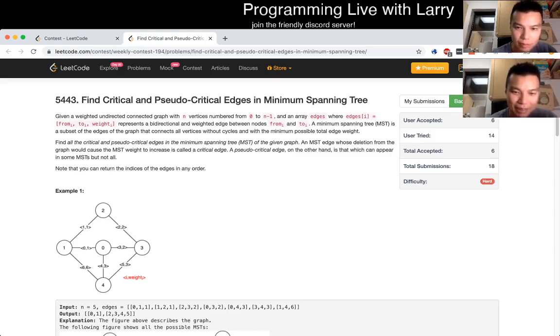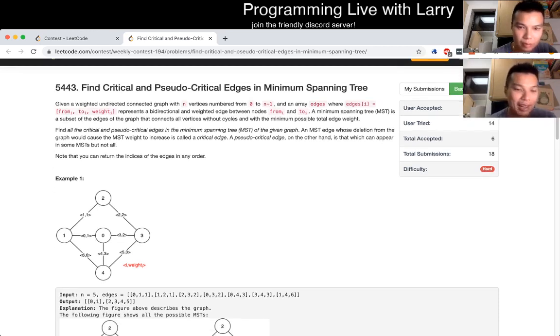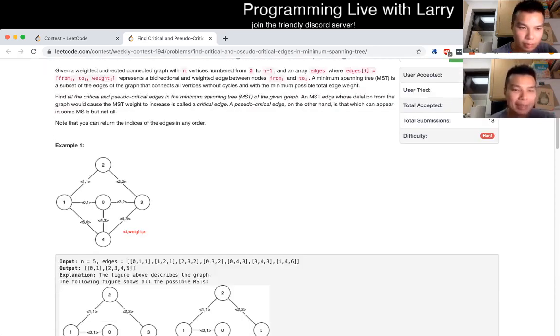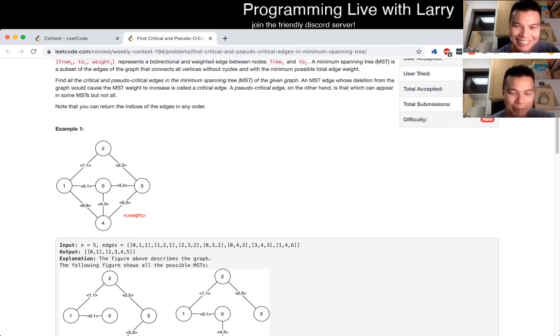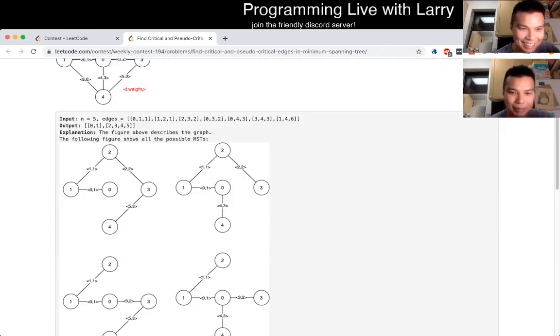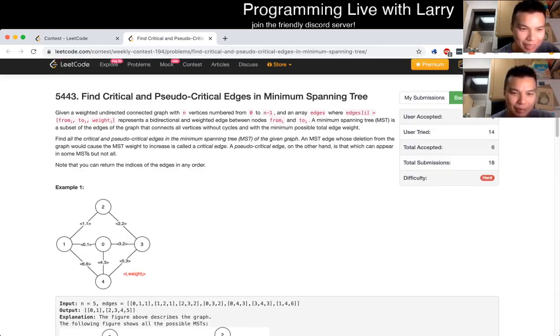But cool. Q4, find critical and pseudo-critical edges in a minimum spanning tree. So this is a really hard, really tricky problem, for me anyway. It required learning about minimum spanning trees, and I actually did this a little bit harder than it needs to be.